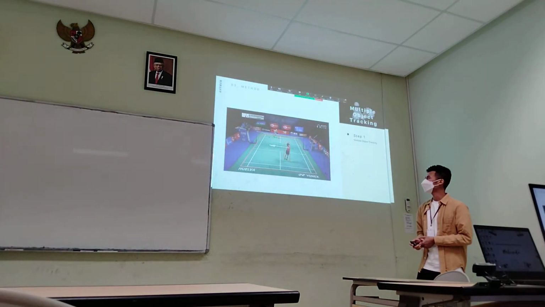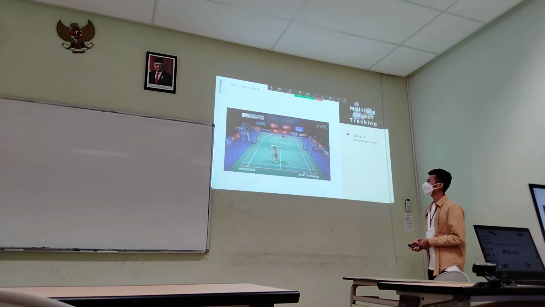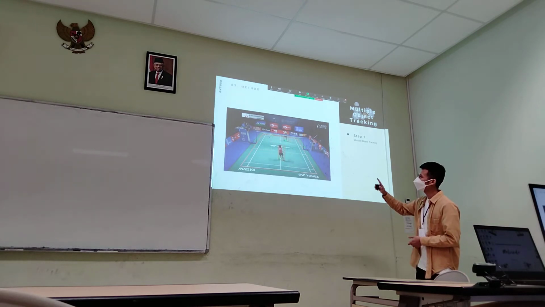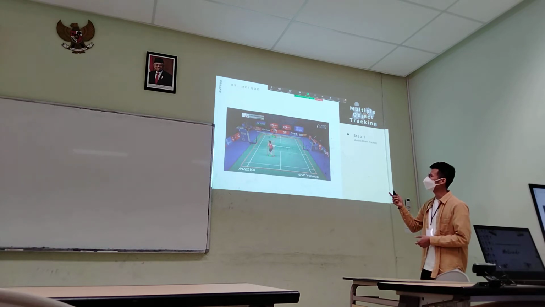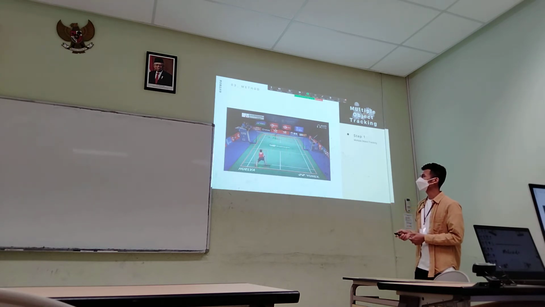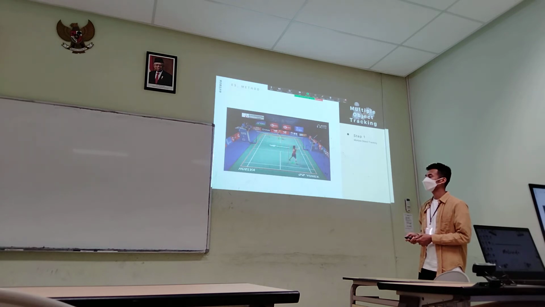So this is what I have done in this paper. I have done multiple object tracking. We can see in this match, Tai Tzu Ying versus Yamaguchi from Japan. It tracked very well, and the judge wasn't tracked. So the system can only track the 2 players in the field.